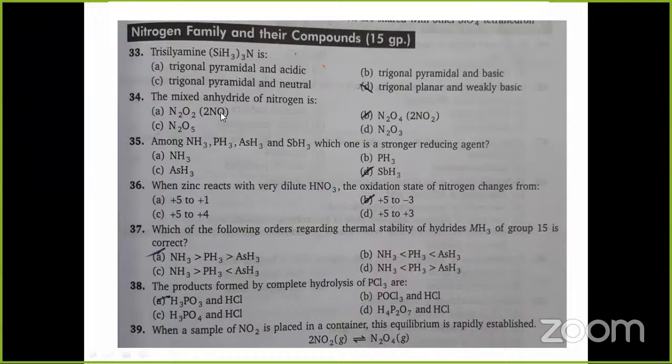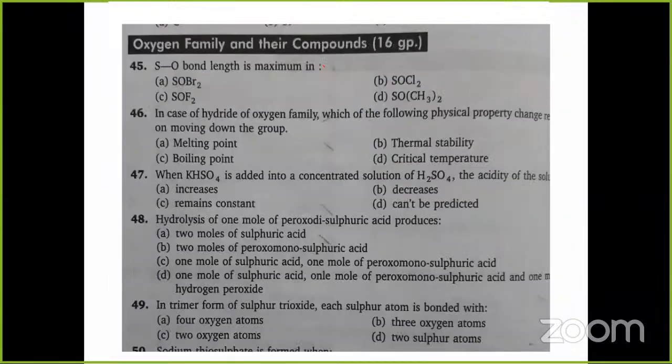So, sir, these are in our syllabus. Halides, hydrides, oxides. The S-O bond length is maximum in. So the structures are also very important. We will discuss all these, I will tell you, don't worry. In the trimer form of sulfur trioxide, each sulfur atom is bonded with, very important, and structural information is also important.